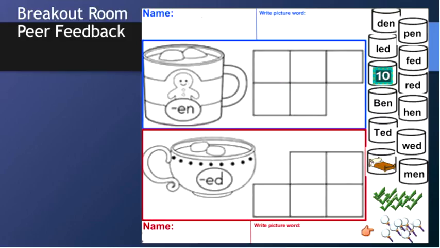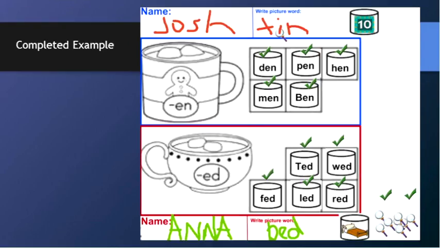We use these down here. You can see right here, they check the work. They use the magnifying glass. That means take a closer look. Instead of saying it's wrong or putting a red X, green means it's right. The magnifying glass means take a closer look.